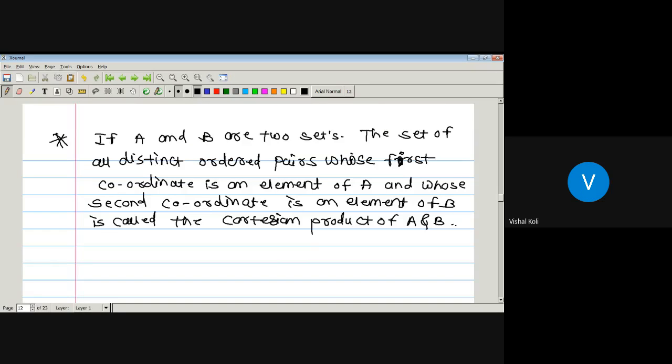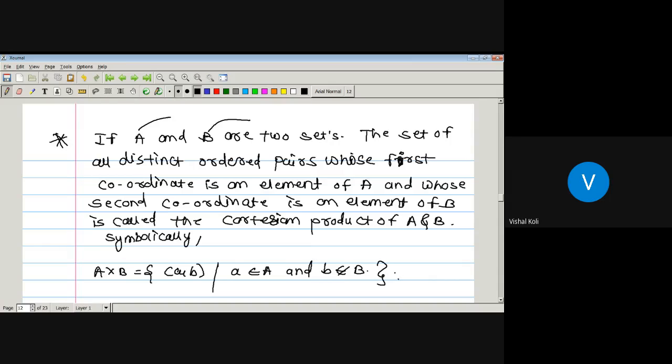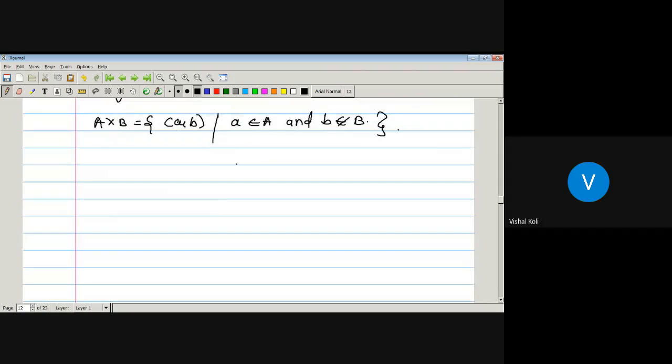So what is the Cartesian product of two sets A and B? If we have two sets A and B, then the Cartesian product of A and B is the set of all the distinct ordered pairs whose first element is an element of capital A and whose second element is an element of capital B. Such a distinct collection is the Cartesian product of two sets A and B. Symbolically, A cross B contains all the ordered pairs (a, b) such that small a belongs to A and small b belongs to B. Such a collection is called a Cartesian product.